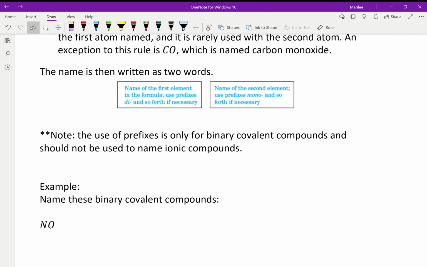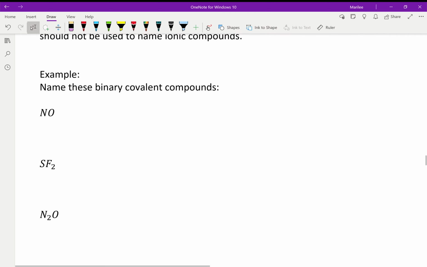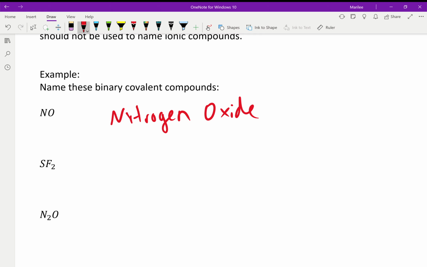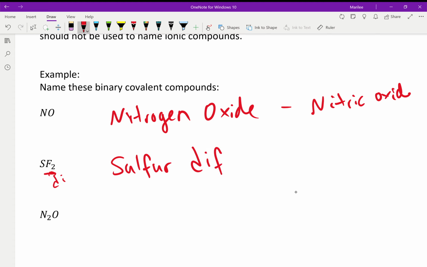So an example here says, name these binary covalent compounds. We have NO, we have one nitrogen and one oxygen. So that's nitrogen oxide. This is also known as, side note here for you, nitric oxide. Next we have SF2, sulfur and fluorine. So that we have two F's, so that will be the di, right? So first we name S, sulfur, and then we have difluoride.